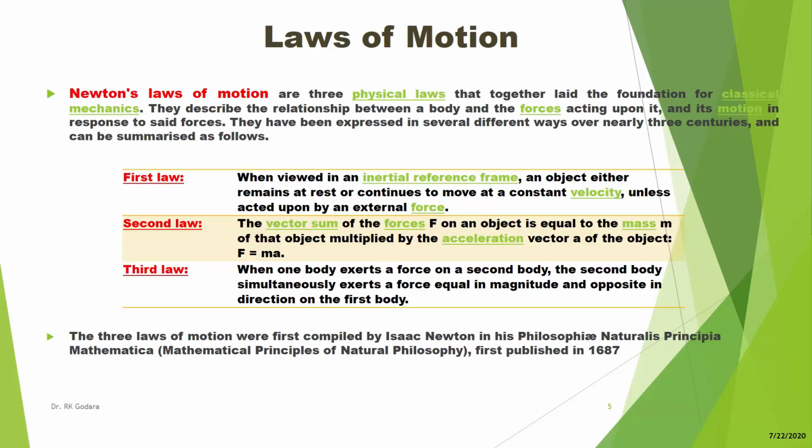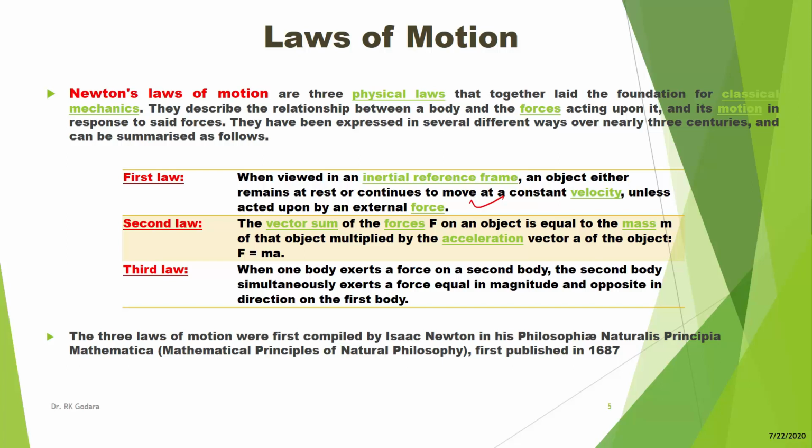And next, the laws of motion. Newton's laws of motion: there are three laws. The first law states that when viewed in an inertial reference frame, an object either remains at rest or continues to move at constant velocity unless acted upon by an external force.